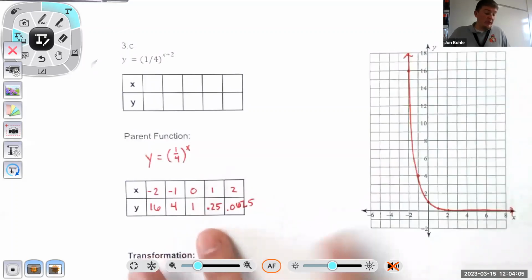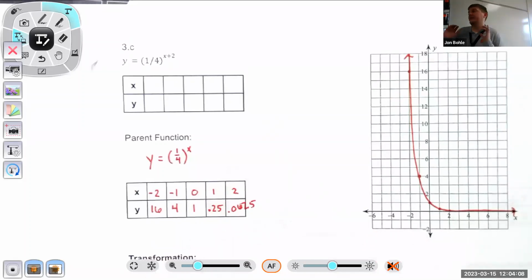Okay, so I'm just not going over how to do this because we already did this exact graph earlier.